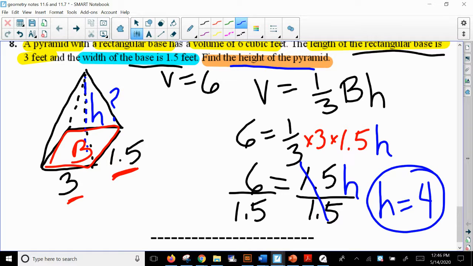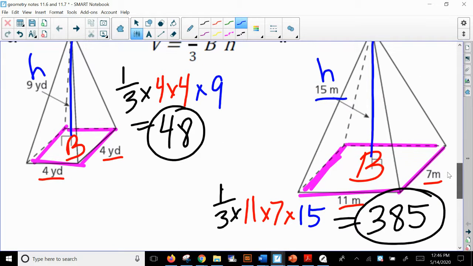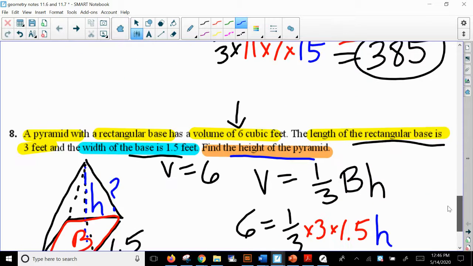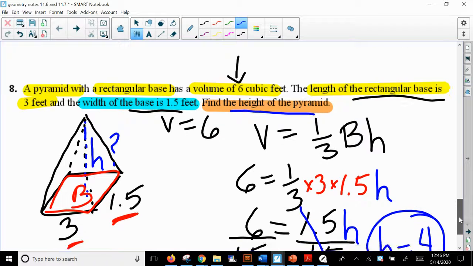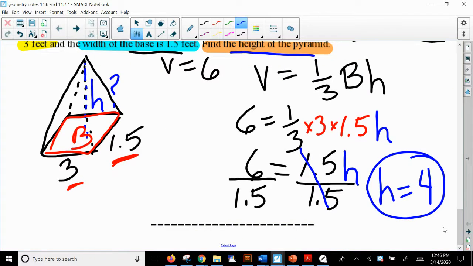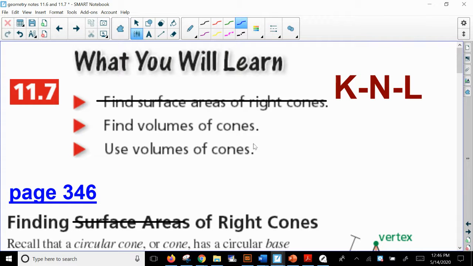I have 4. Okay? So not only should you be able to use a formula to find the volume of a pyramid, but if you already know the volume and everything else, and you're going to find one of the other variables, you should be able to do that too. All right, so that's 11.6. Let's move on. So here's section 11.7.